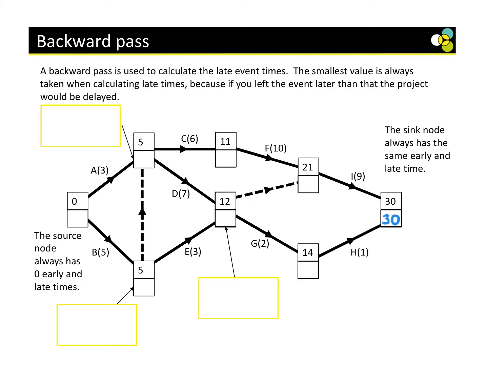Right, and now we go backwards. When we went forwards, we chose the highest number. When we go backwards, we choose the lowest number. I think I said that completely wrong, didn't I? Right, so when we went forwards, we chose the highest number, yes? When we go backwards, we choose the lowest number. Everyone happy? Okay, so let's go backwards.